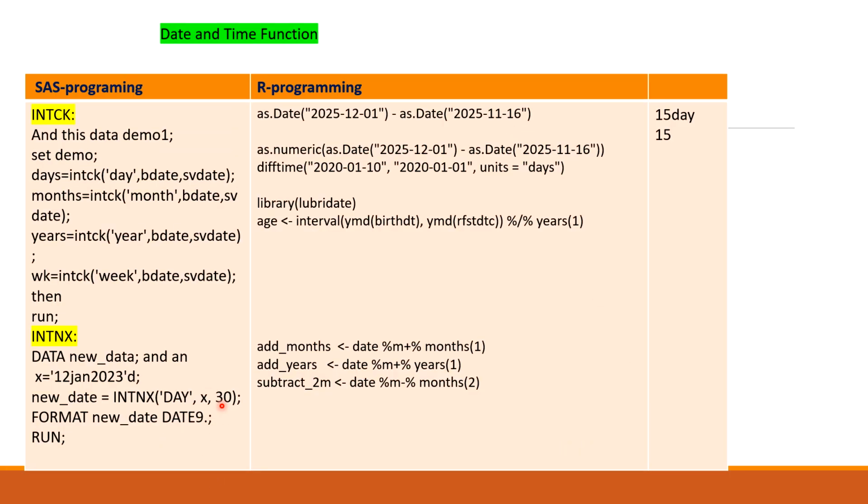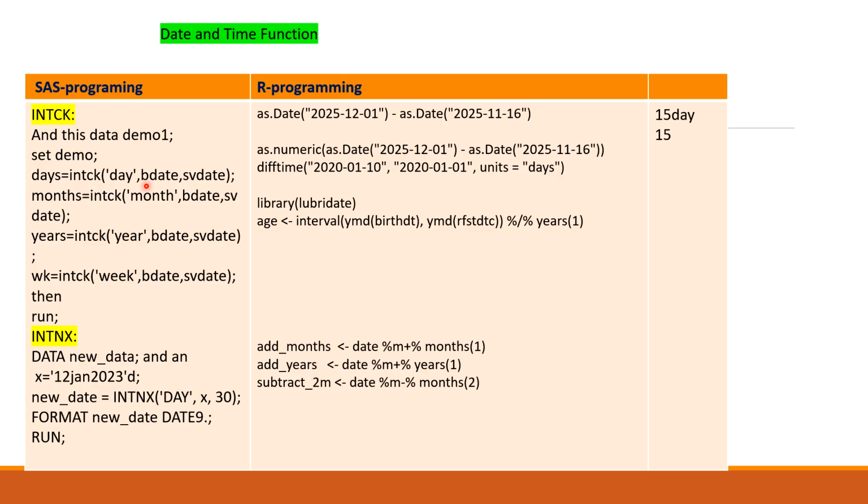The most important date and time functions we regularly use are the intck and intnx functions. In SAS programming, the intck function is used to get the time interval, either day, month or year interval. By using the intck function, we get day-wise, month-wise, year-wise results. So this is the intck code: intck of day, start date and end date.